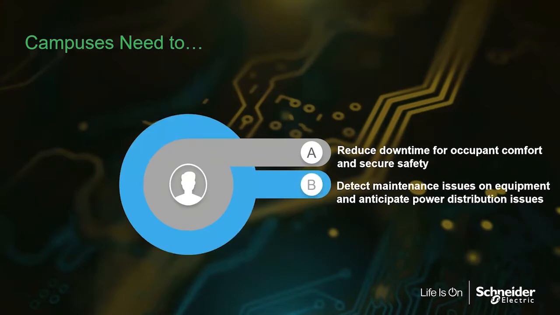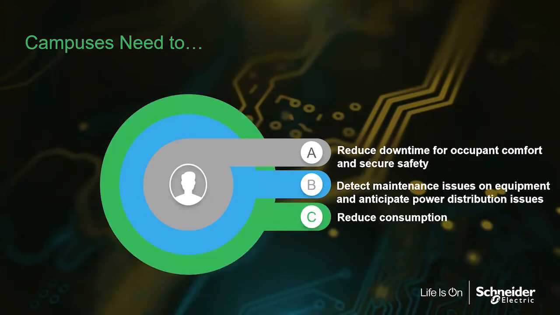We also will be able to detect maintenance issues on equipment and anticipate power distribution issues. This is done through software solutions where we can look at things remotely and be able to detect where power is being used, if there's too big a draw from particular areas, and we can use this to anticipate future issues.